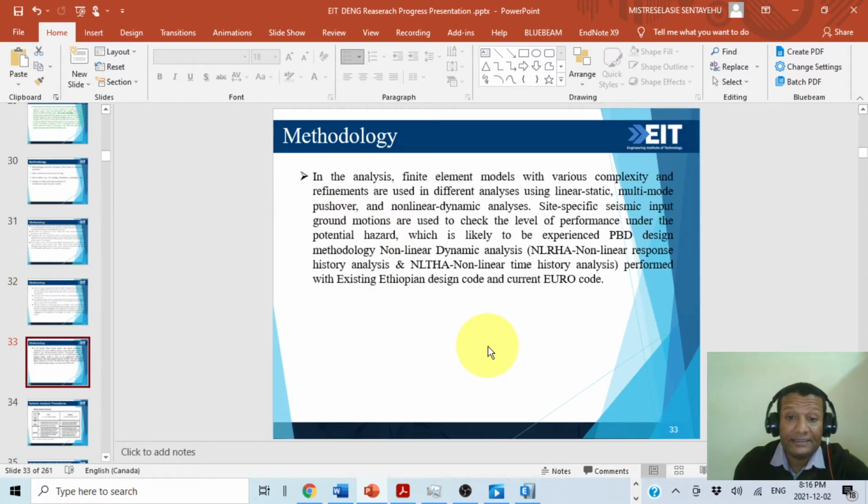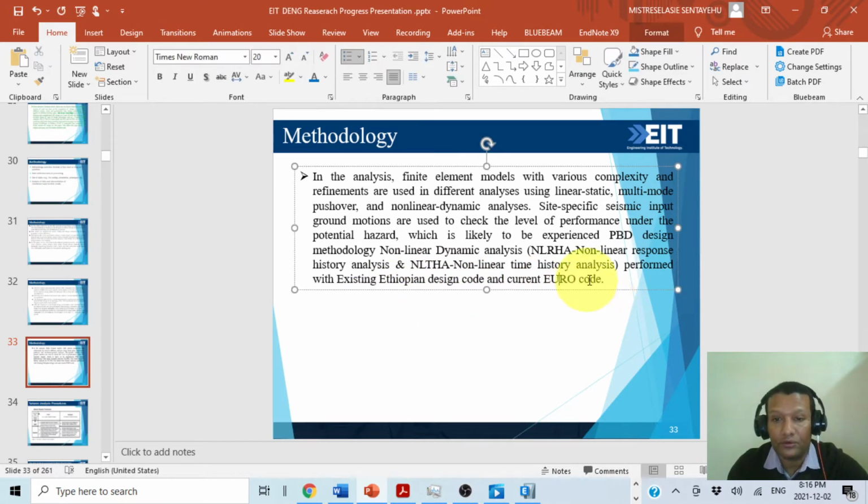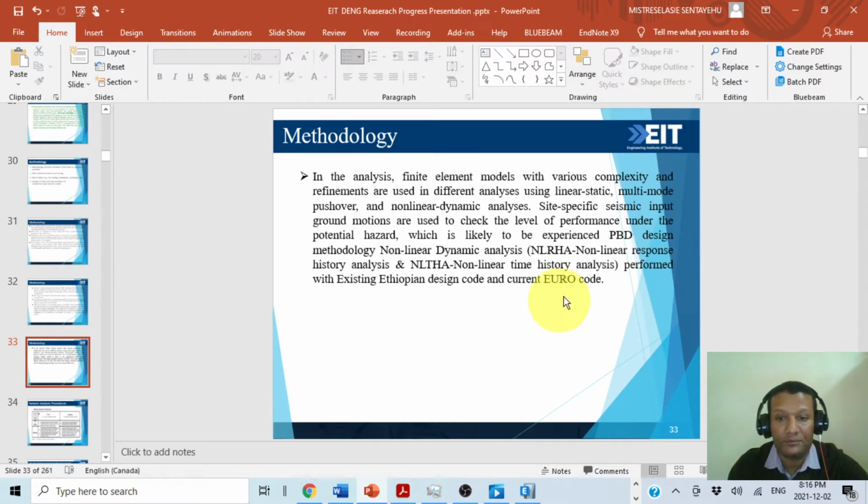In the analysis, finite element models with various complexity and refinements are used in different analyses using linear static, multimode pushover, and nonlinear dynamic analysis. Site-specific seismic inputs, ground motions, are used to check the level of performance under the potential hazard which is likely to be experienced in the PBD design methodology. Nonlinear dynamic analysis, this is the same, performed with the existing Ethiopian design code and the current Eurocode, because the current Ethiopian code is an adopted code.